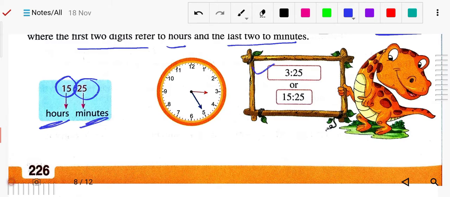Like 3:25, what does this mean? 3:25 is actually PM. So 3:25 PM, when converted to railway time, is 15:25, that is 15 hours and 25 minutes. Now we will relate 24-hour time and 12-hour time.